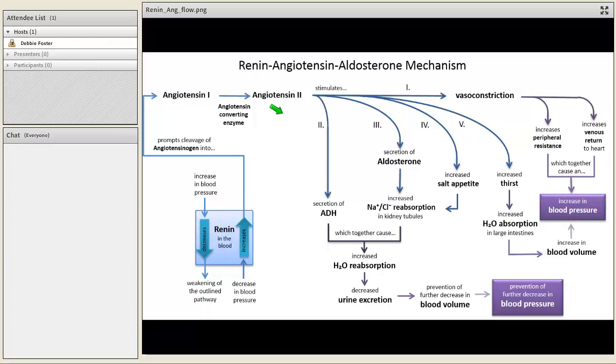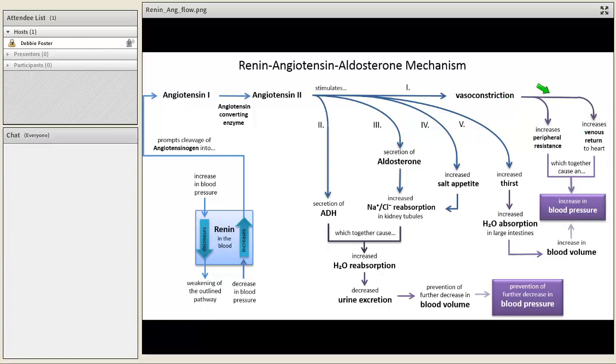As you can see here, it shows the stimulation of vasoconstriction and what happens with that. It also stimulates aldosterone and ADH. It will stimulate an appetite for salt. It will cause thirst mechanisms, which then will also help the secretion of ADH. And because of this vasoconstriction, you see a peripheral resistance increase, increased venous return to the heart, which increases the blood pressure.